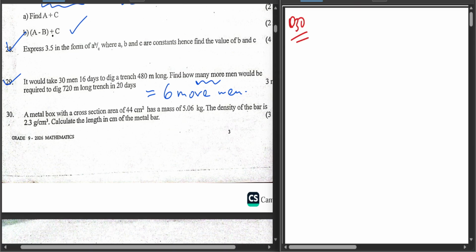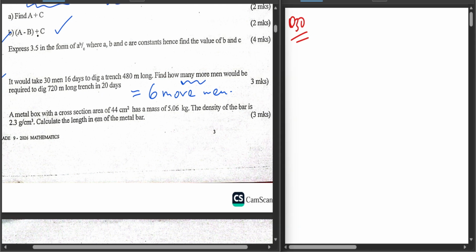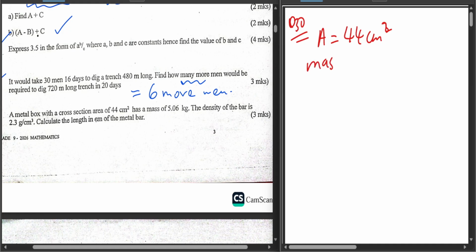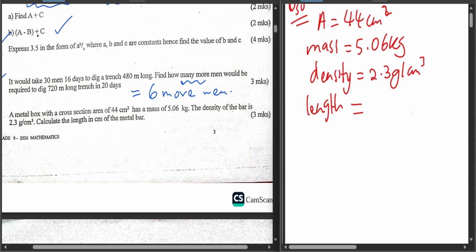Question 30 is saying that a metal bar with a cross-section area of 44 centimeters square has a mass of 5.06 kg, and the density of the bar is 2.3 grams per cubic centimeter. Find the length in centimeters of the metal bar, which is very, very easy.